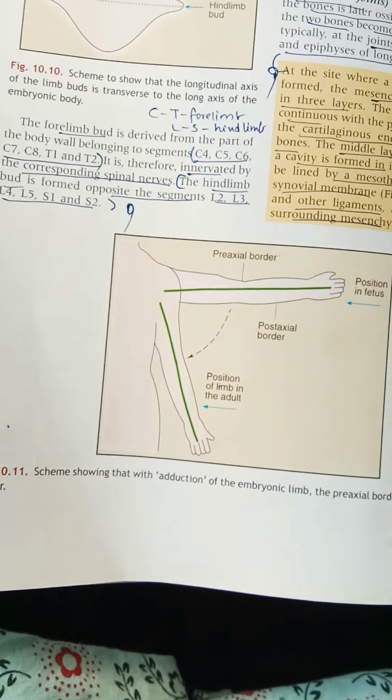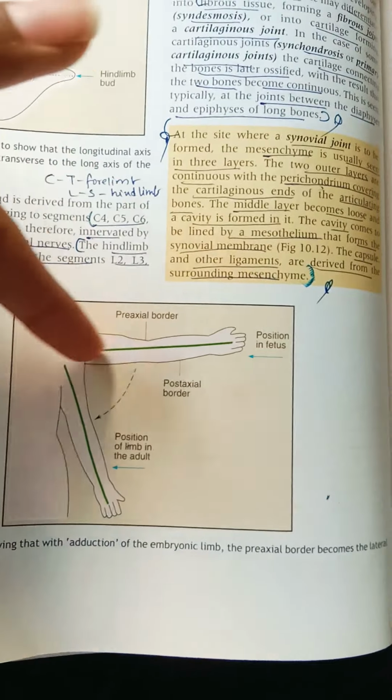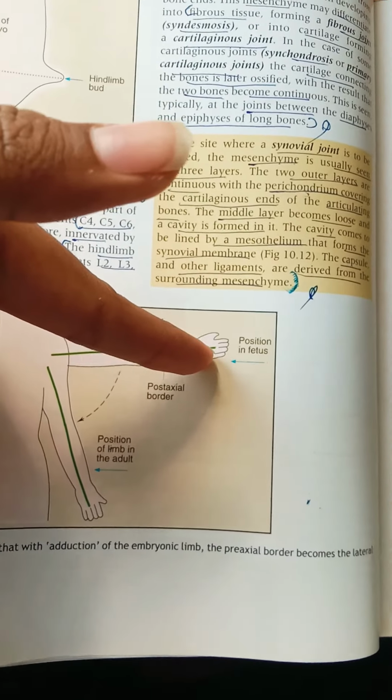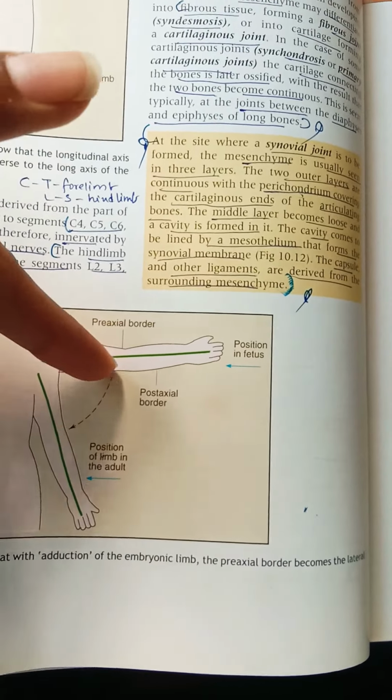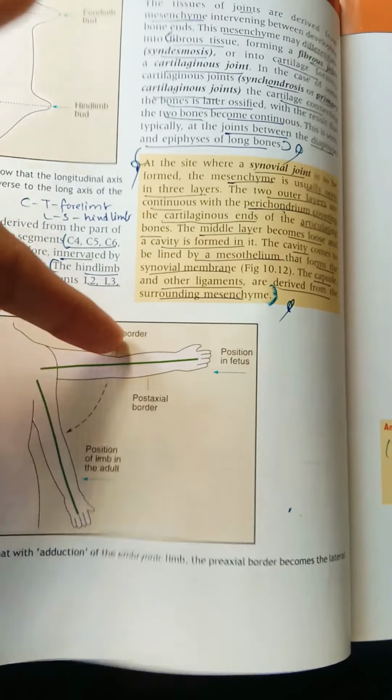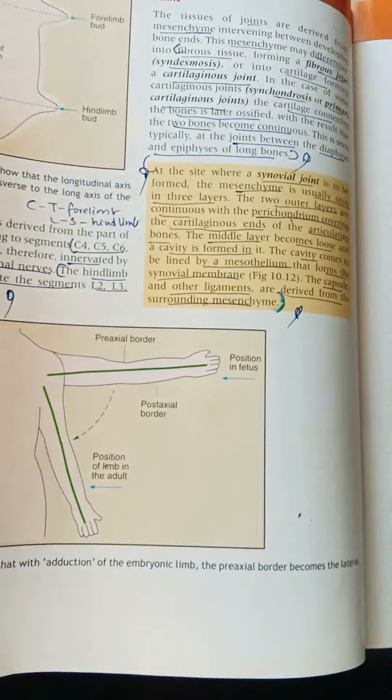So you can see the diagram here. This is the preaxial border where the thumb is formed, and this is the postaxial border where our little finger is formed. This is a positioning feature. This is the postaxial border, right? This is the position of the limb in the adult. In the fetus it will be like this. In the adult later it forms like this.